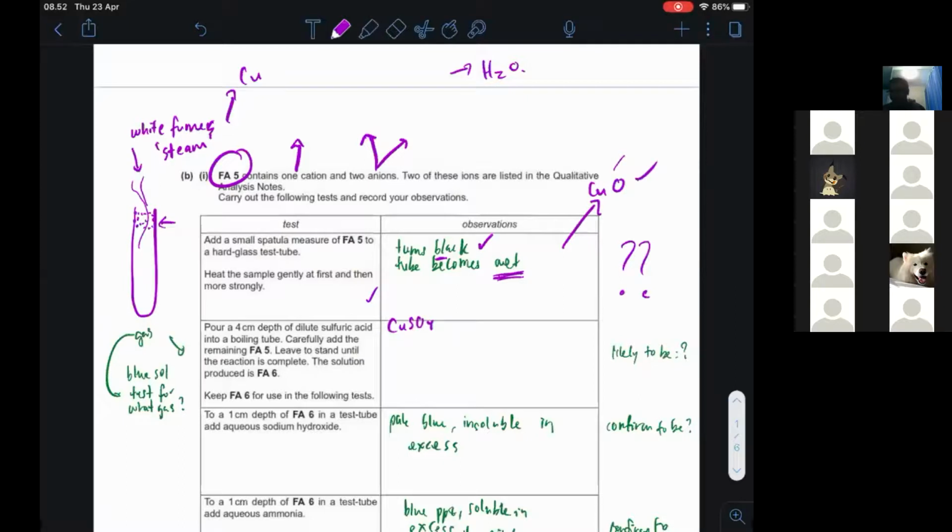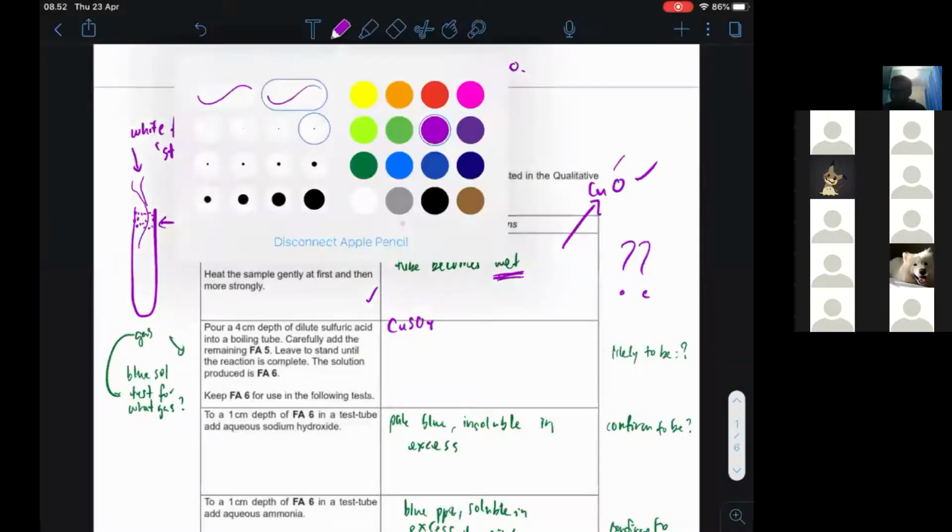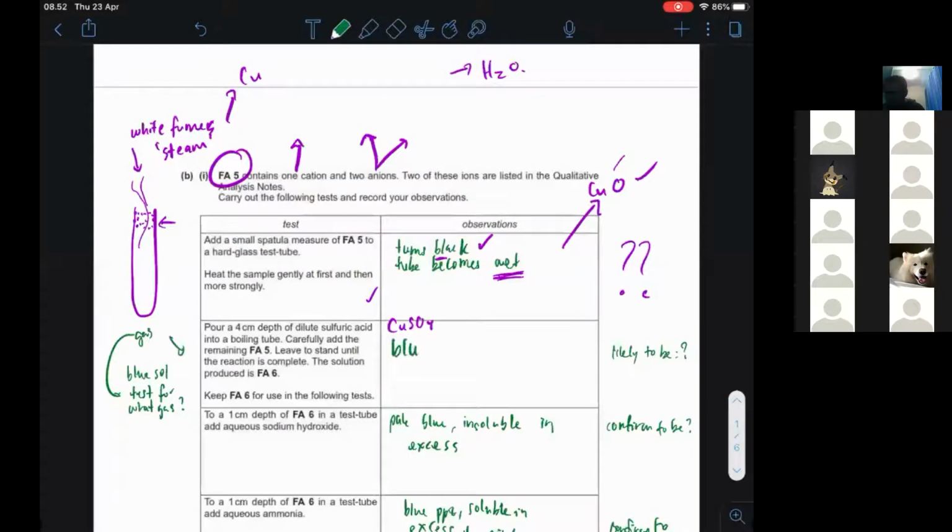But let's say you do not know. What I saw when I do the test is a blue solution being formed. And I saw gas. When you see gas, you do not write down that gas is being released. In this case, you write down bubbles, so effervescence will be seen. So you do get a blue solution.